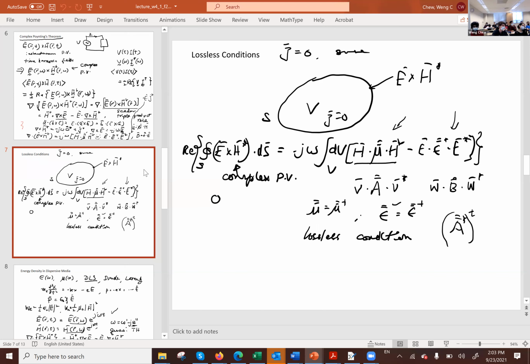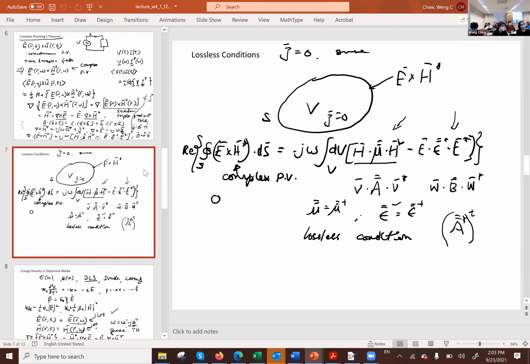Okay. And then, if I look at the right hand side, it's almost purely imaginary, but not quite, unless I convince myself. So if I make mu equal to mu complex conjugate transpose, and epsilon equal to epsilon conjugate transpose.